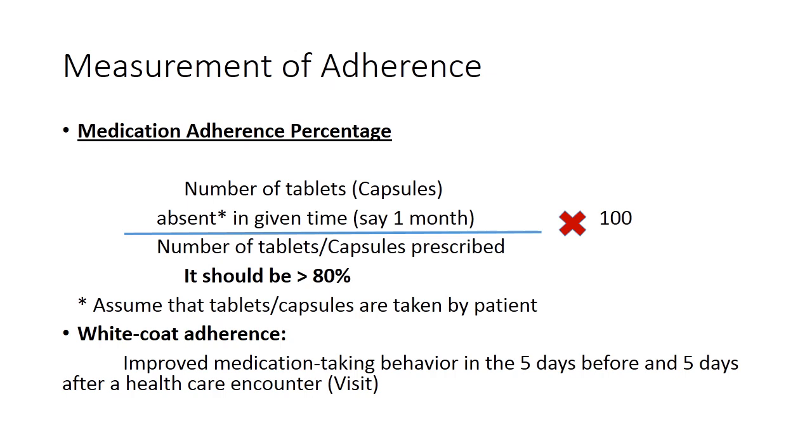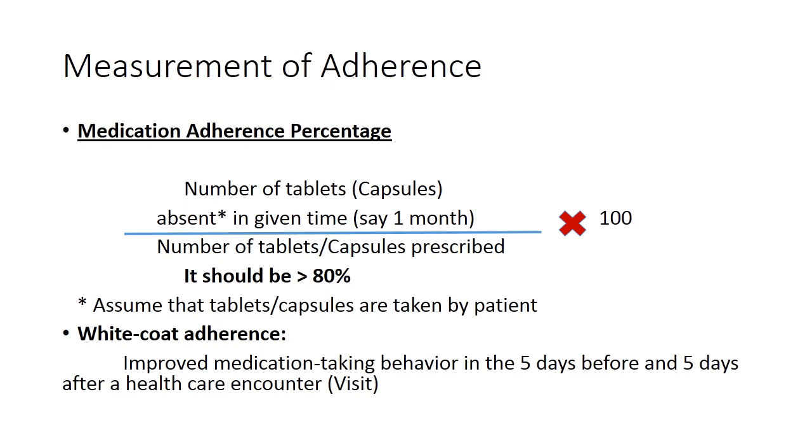Measurement of adherence in general is called medication adherence percentage. That is the number of the tablets or capsules absent in a given time when the patient brings the empty packs, divided by the number of tablets or capsules prescribed. Now normally it should be more than 80%. That means patient should have consumed more than 80% of prescribed medicine. However, this ratio or percentage assumes that the tablets, capsules or tablets which are missing are taken by the patients. Again, in practice, it may not actually be taken by a patient also.